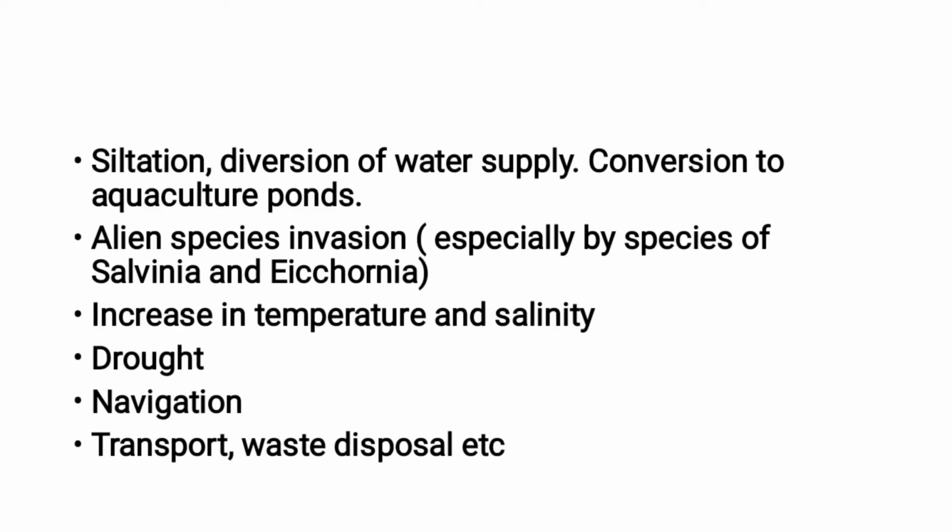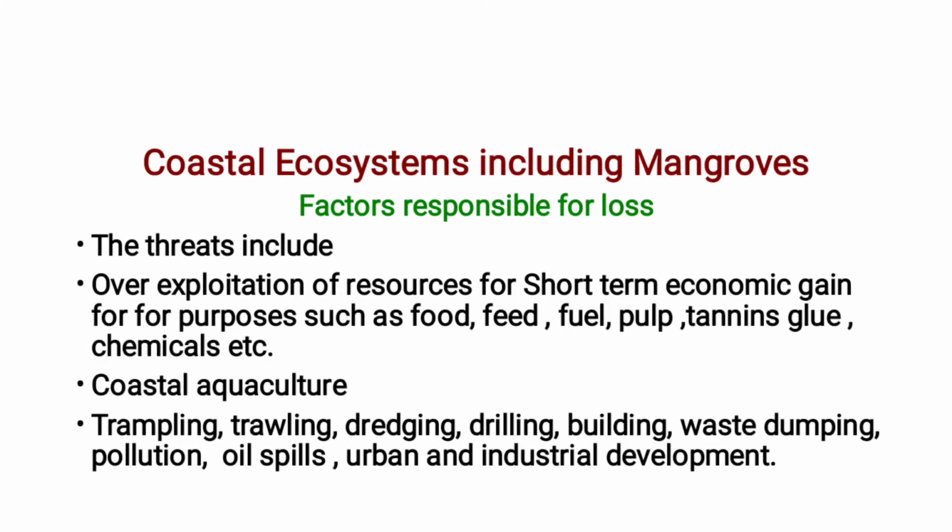Siltation, diversion of water supply, conversion to aquaculture ponds, alien species invasion, that is especially by species of Salvinia and Eichhornia, increase in temperature and salinity, drought, navigation, transport, waste disposal, etc. Then coastal ecosystems including mangroves. What are the factors responsible for the loss of coastal ecosystems including mangroves?